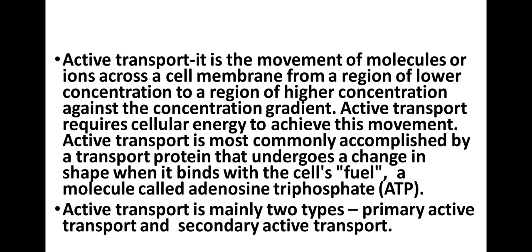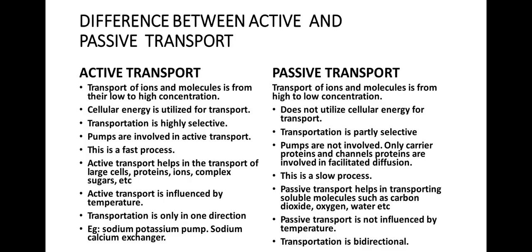Active transport is mainly of two types: primary active transport and secondary active transport. So, for the difference between active and passive transport, we will be dealing with them separately. First, let's learn about active transport. Transport of ions and molecules is from low to high concentration. Cellular energy is utilized for transport. Transportation is highly selective. Pumps are involved in active transport.